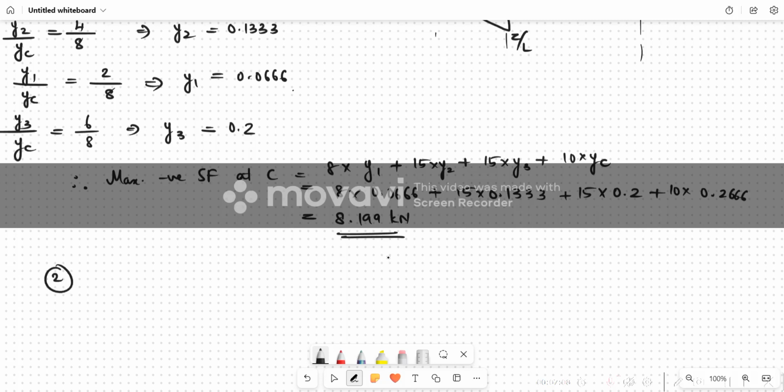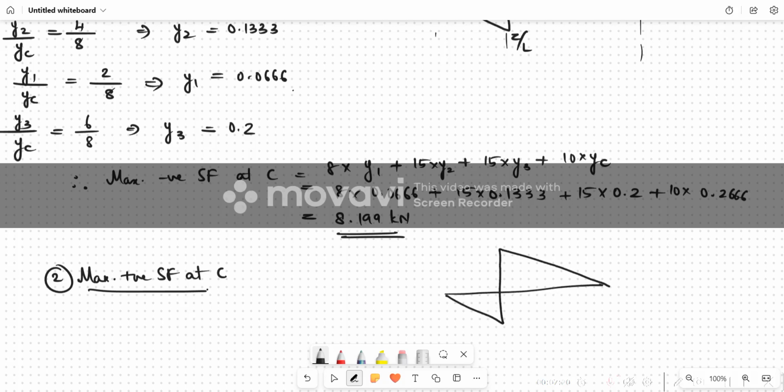Next, second one is maximum positive shear force at C. For this, again, I'm going to sketch the ILD figure alone like this, and you are going to show the set of point loads. So one load should be at C, or you can do actually one more trial, but for maximum negative shear force, I think this will be the maximum value. But for positive, you have to do one more trial for sure.